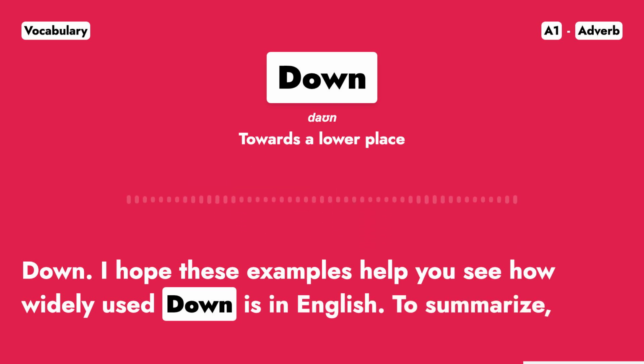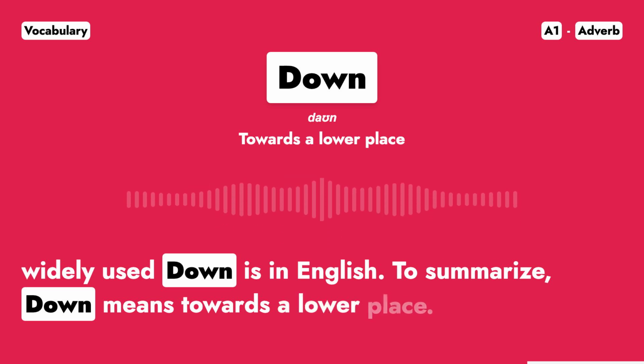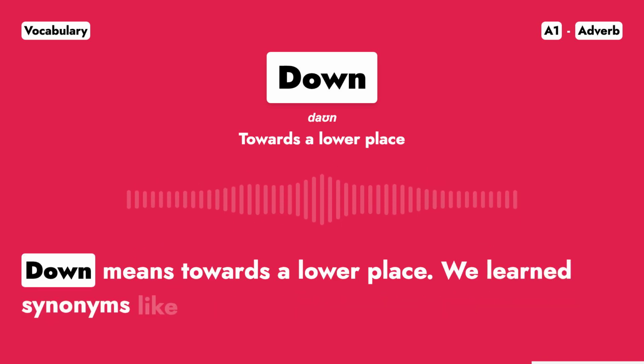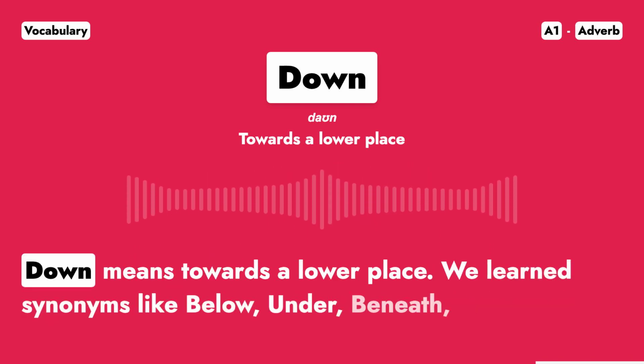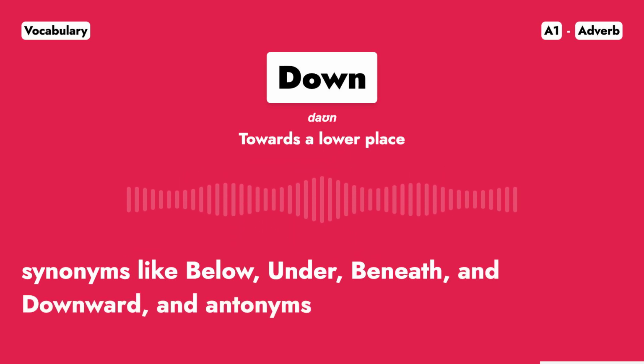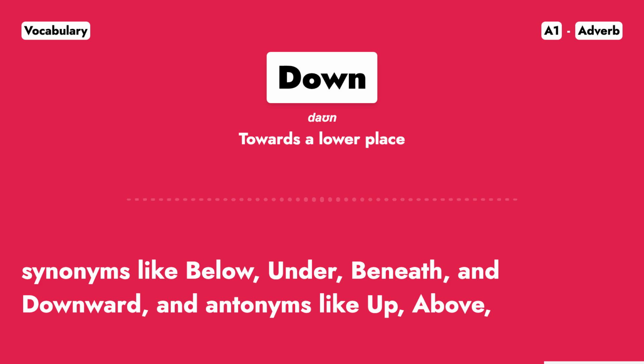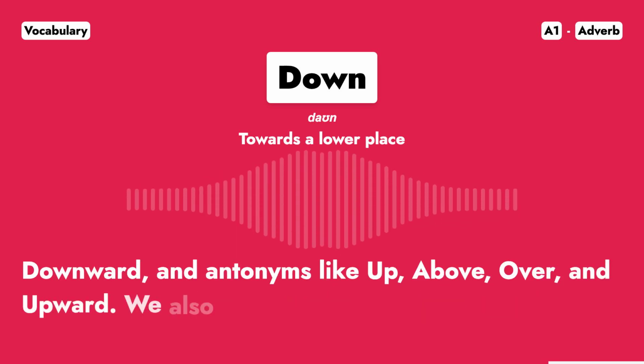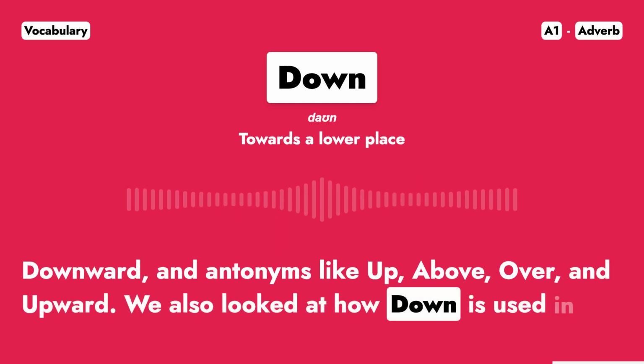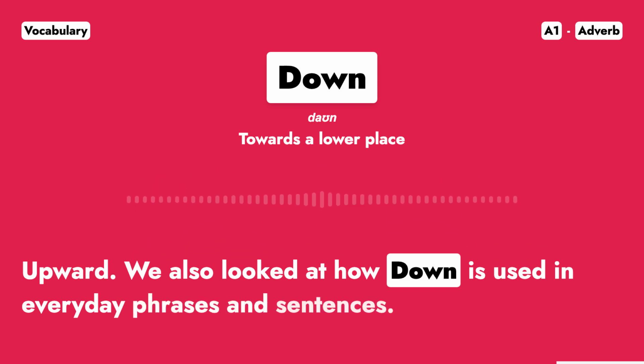To summarize, down means towards a lower place. We learned synonyms like below, under, beneath, and downward, and antonyms like up, above, over, and upward. We also looked at how down is used in everyday phrases and sentences.